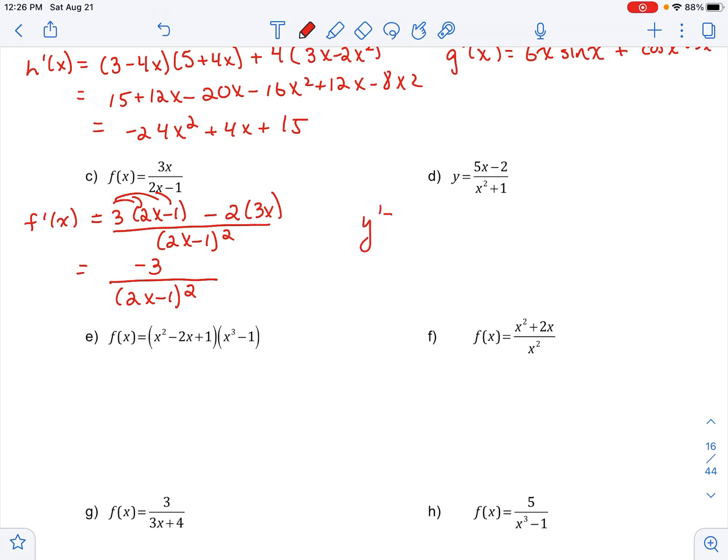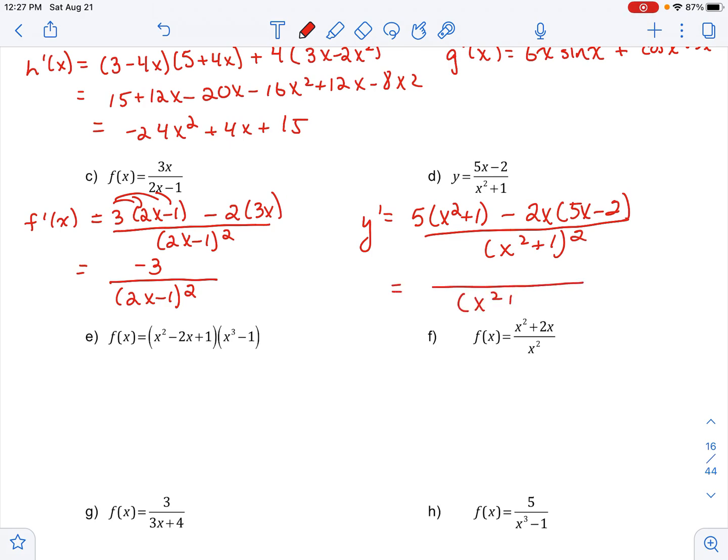Try the next one. So the derivative of the top would be 5 times the bottom minus the derivative of the bottom, which is 2x, times the top all over denominator squared. Again, if I want to simplify it, you do want to multiply out the top, but leave the bottom as is. So I have 5x squared plus 5 minus 10x squared plus 4x. And it looks like the only thing I can do is combine those x squared terms. So this is the final answer that I'm looking for.